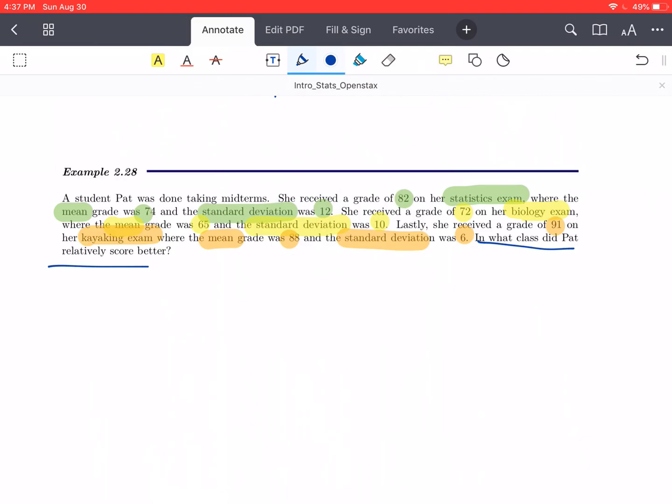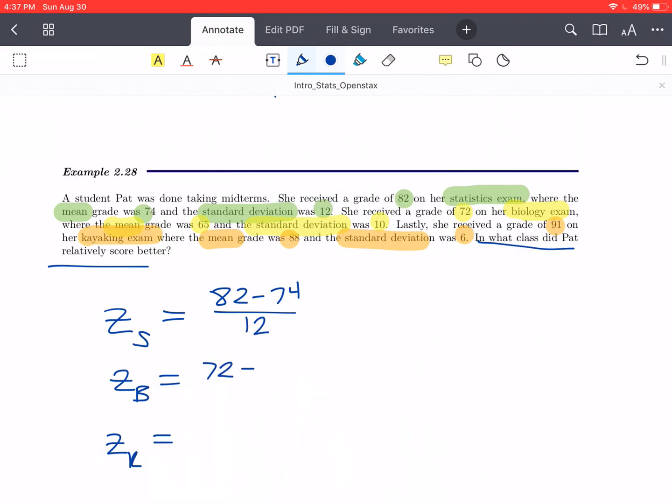So let's get the z-score for each of these. So we're going to get a z-score for statistics, a z-score for biology, and a z-score for kayaking. Alright, so we do data point minus mean over standard deviation. So 82 minus 74 over 12. We have 72 minus 65 over 10. And 91 minus 88 over 6. Okay, and then run these numbers.